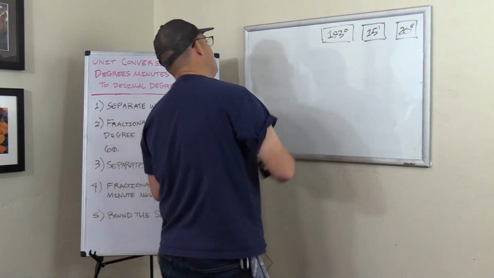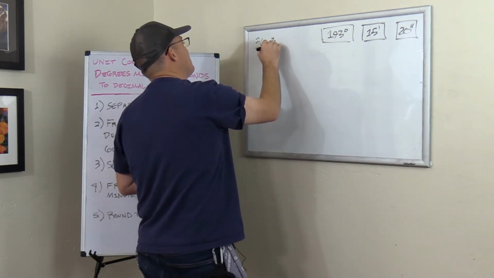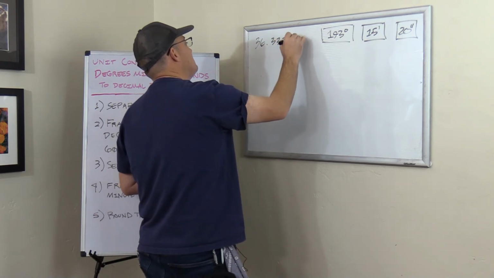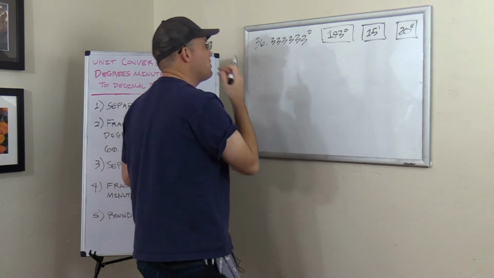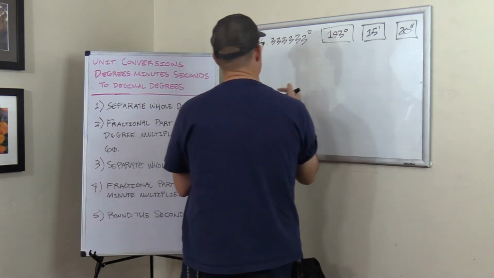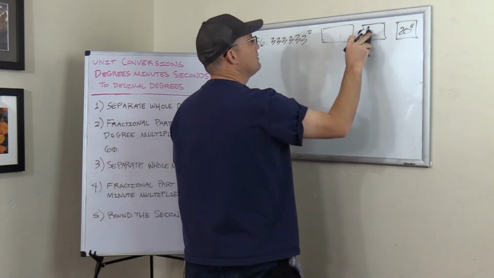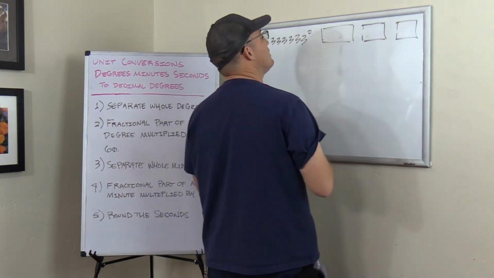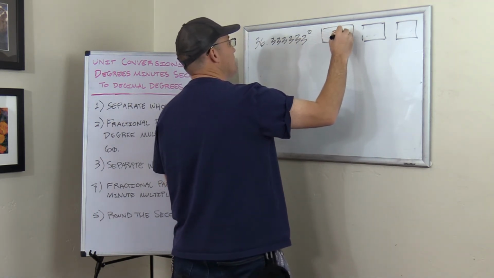Okay, so let's say we've got an angle in decimal degrees. It's 36.3333333 degrees. Okay, so I want to know what is that in degrees, minutes, seconds. Okay, so we're going to just go down our chart here. First thing we're going to do is we're going to put the whole degrees in their own box. So we'll erase our boxes here. Okay, so the whole degrees are going to go over here, 36.